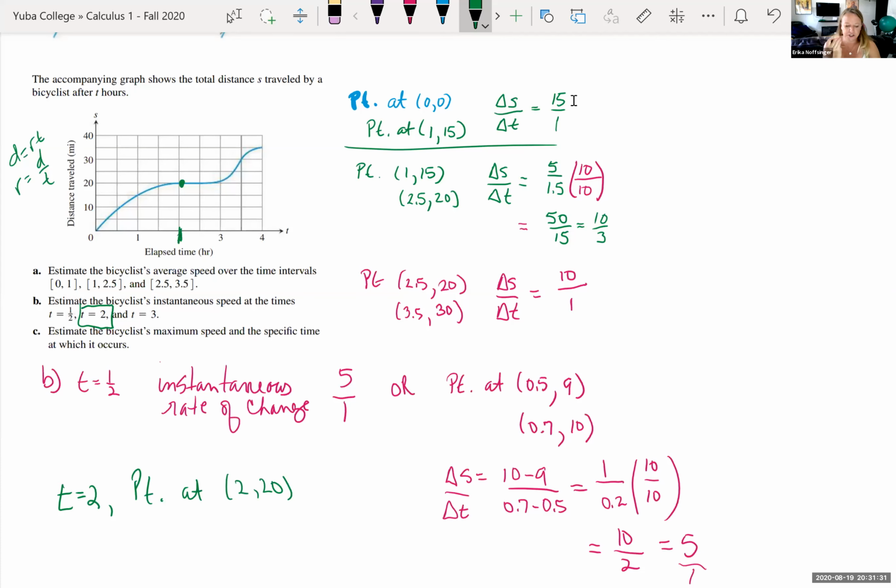And so we want to choose a point that's really, really close to that. Either go to the left or the right of t equals 2 and choose a point and estimate what you think that y value is. In this case, if I went out here, this is 2.5. So if I went out to, let's say, 2.2.